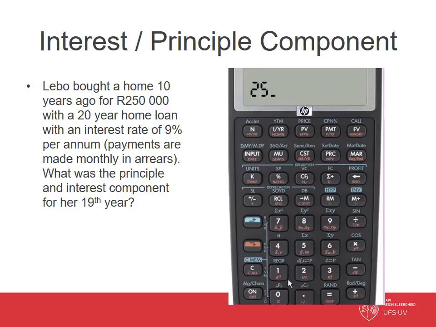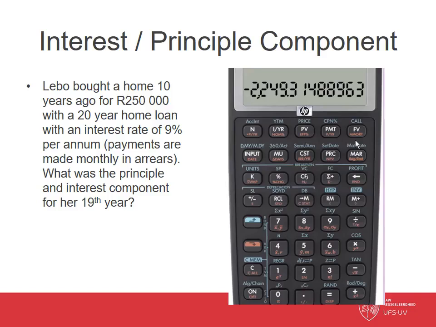And like before, you just start with your same calculations or your same steps. 9% interest at 20 years, second function n, gives me 240 months, and my payment is still 2,249 rand and 31 cents. Now this becomes important in terms of how to calculate the number of periods, because we want to know from the beginning of year 19 until the end of year 19 what was the interest amount that she paid and what was the principal amount that she paid.